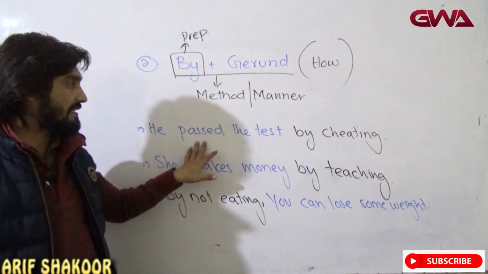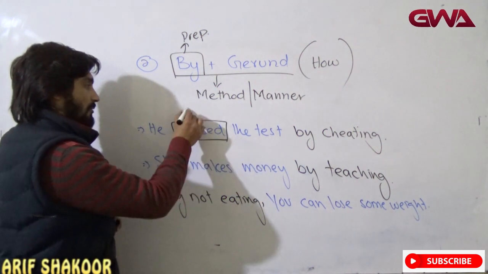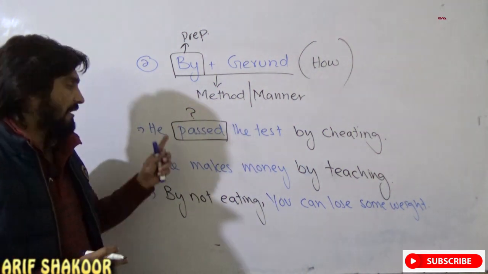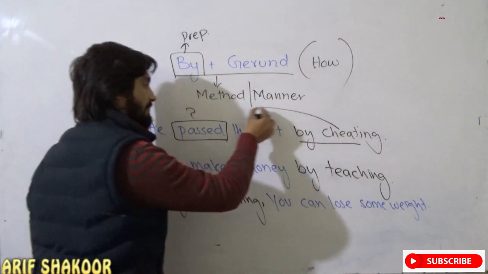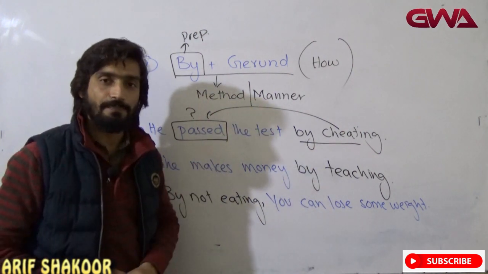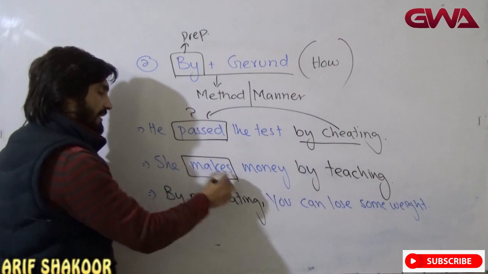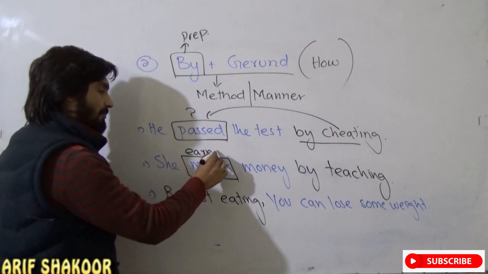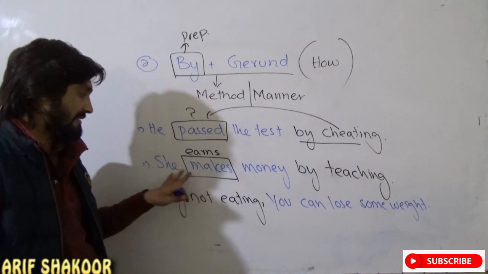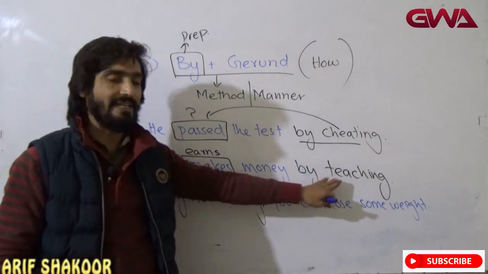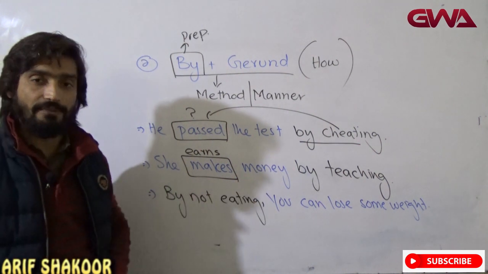Now, for example, he passed the test. I want to know the method how he passed the test. He passed the test by cheating. This was his method. He passed the test in this way. She makes money. How does she make money? How does she earn money? I want to know about the method she uses. She makes money by teaching. This is her method of earning or making money.